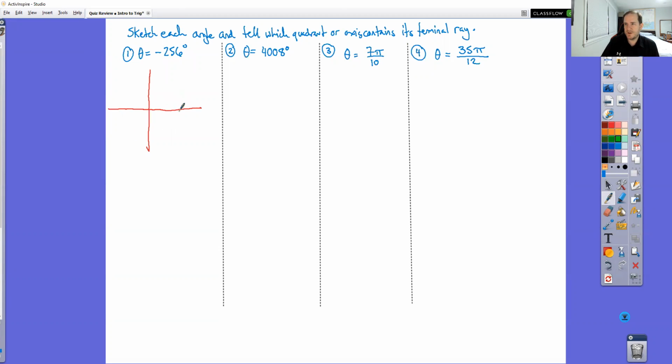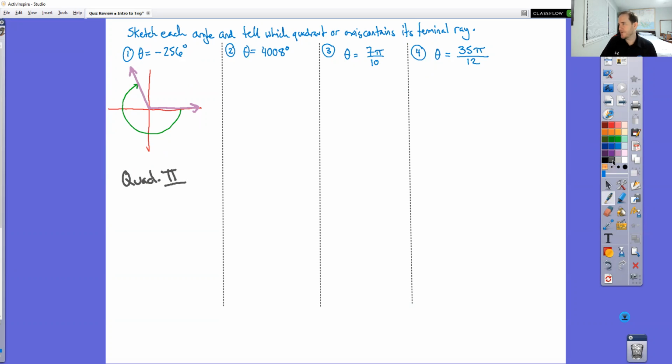For negative 256, you're going to rotate 180 degrees, then whatever's left over. So you can do 256 minus 180. We can see that from there we would want to continue on 76 more degrees. So maybe to here. So now we can draw in our angle. It would have its initial ray here, its terminal ray there. So there's your sketch. Obviously, the terminal ray is contained by quadrant 2.